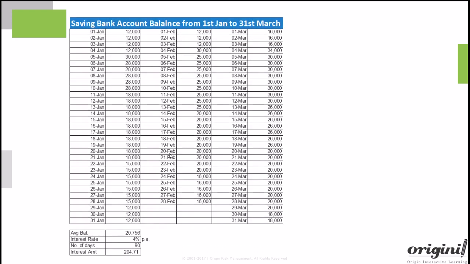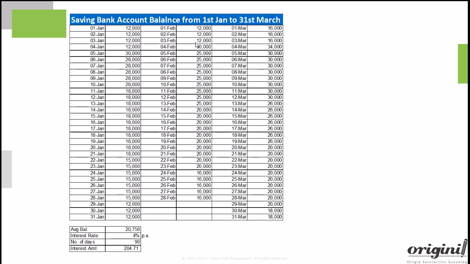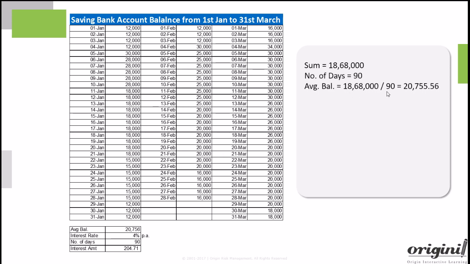Let's assume that these are end of the day balances from 1st Jan to 31st March in your savings account. The sum of these balances works out to 18,68,000. There are 90 days in this period, and hence the average balance will be this sum divided by 90. This works out to 20,755.56. This is the average daily balance in this quarter.